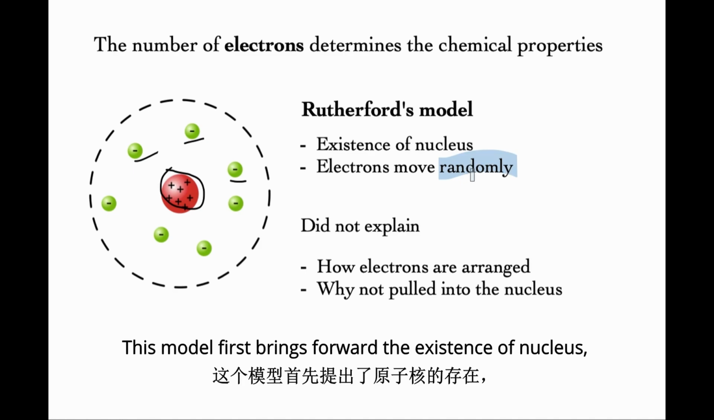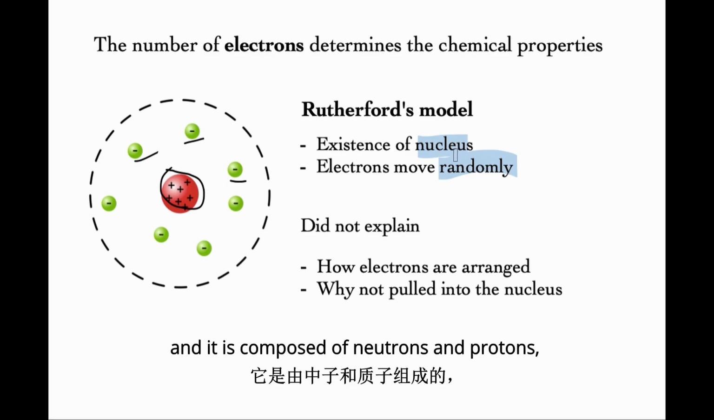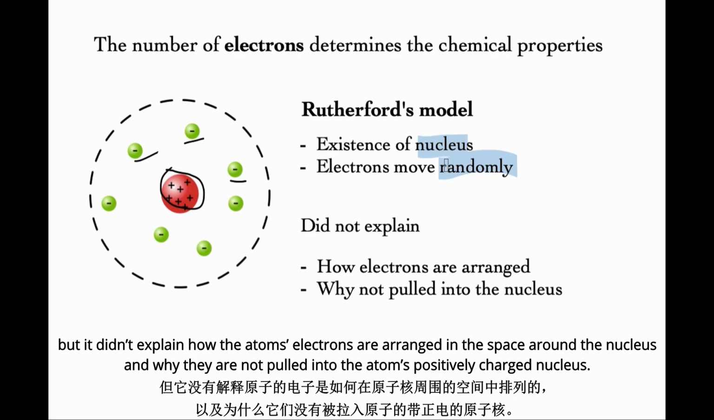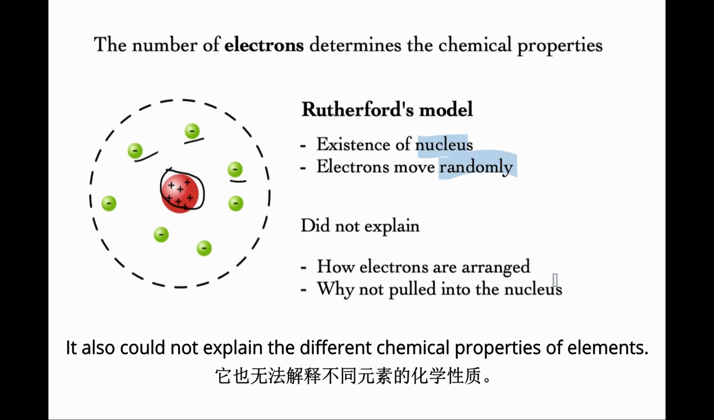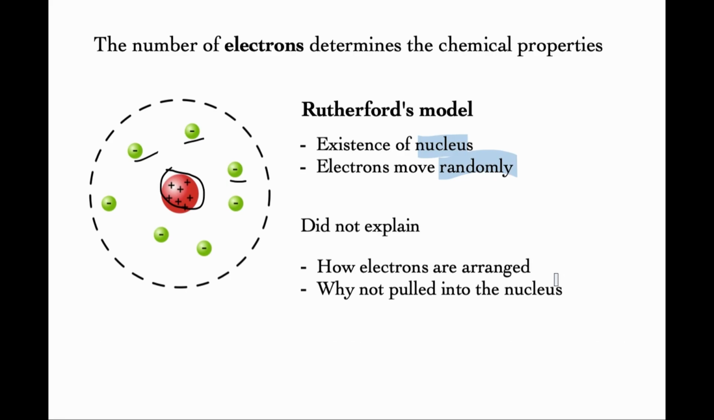This model first brought forward the existence of the nucleus, which is composed of neutrons and protons, but it did not explain how the atom's electrons are arranged in the space around the nucleus and why they are not pulled into the positively charged nucleus. It also could not explain the different chemical properties of elements.